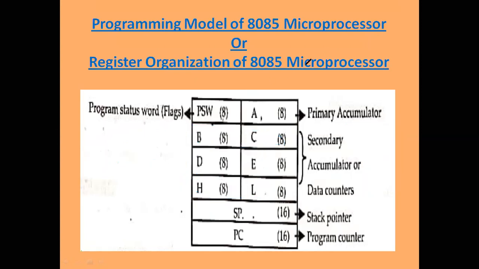Understood? So these are 8-bit registers, 6 registers, and 16-bit 3 register pairs: BC, DE, and HL. Understood? Now next, I will show you the slide.